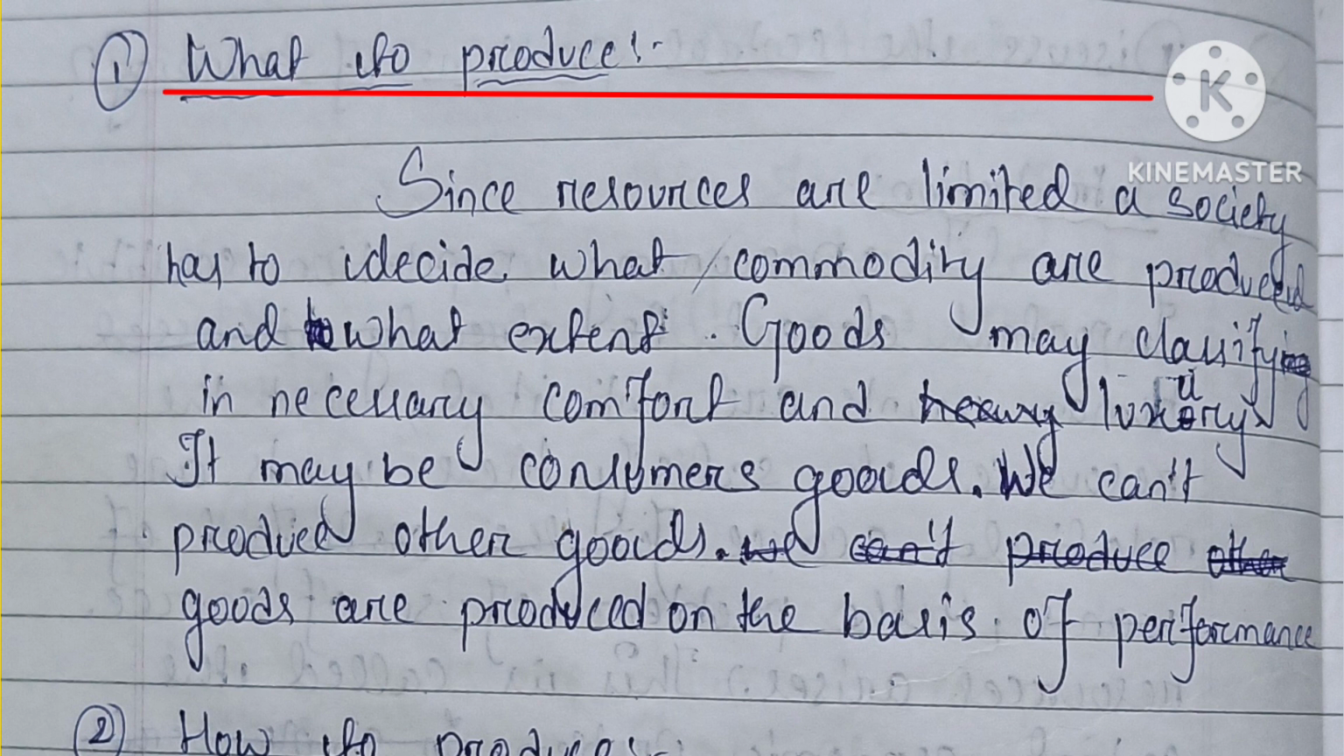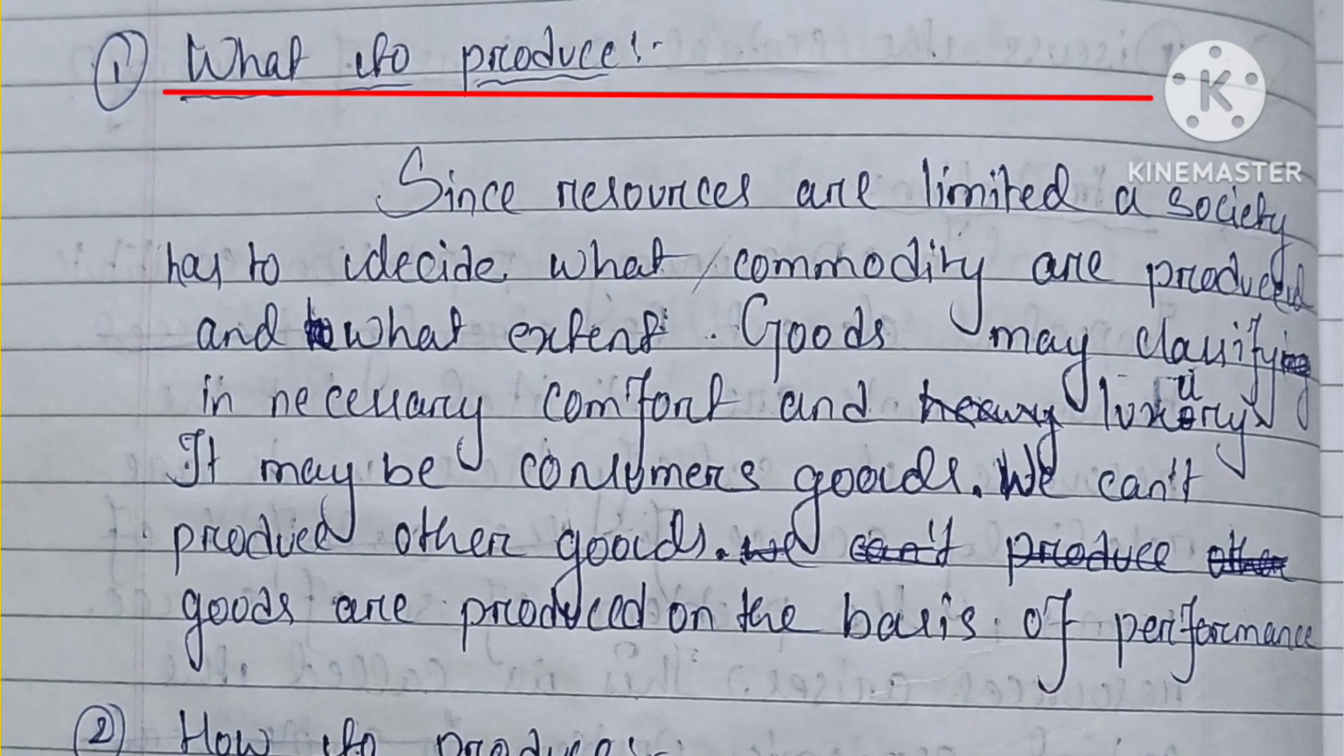See students, this is the first major problem. Since resources are limited in a society, the society has to decide what commodities are to be produced and to what extent. The goods may be classified as necessary goods, comfort or luxury. It's a major decision we have to make on the basis of the population and preference of the people. That means number 1, demand for that commodity. Number 2, choice of the consumers.